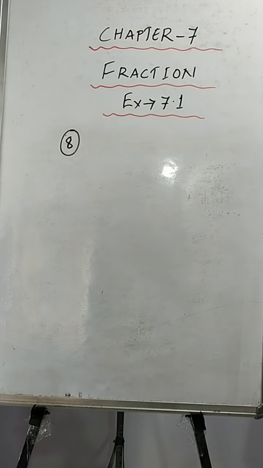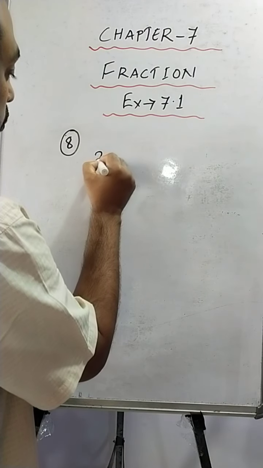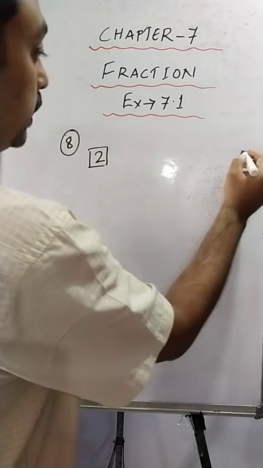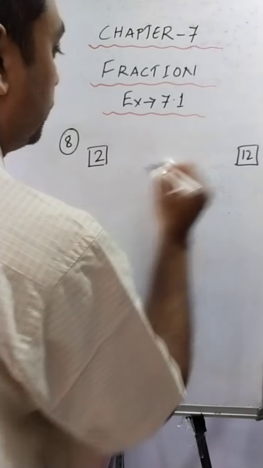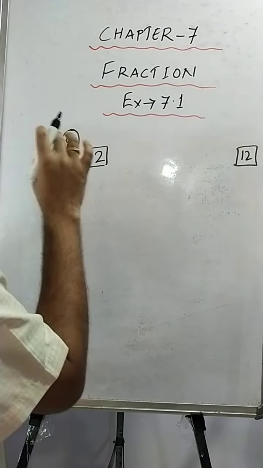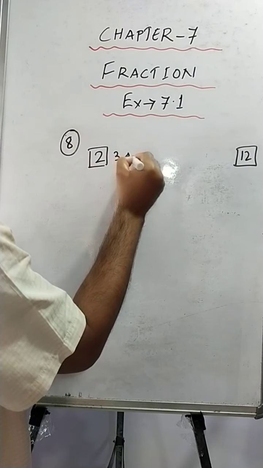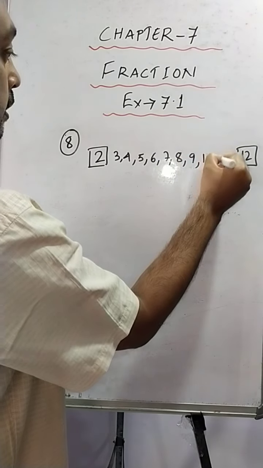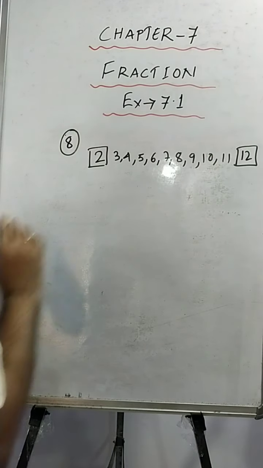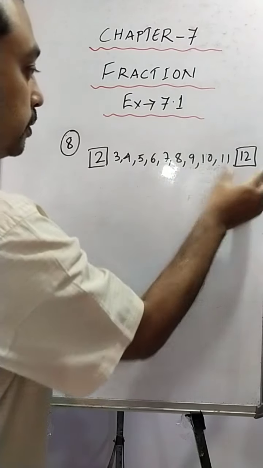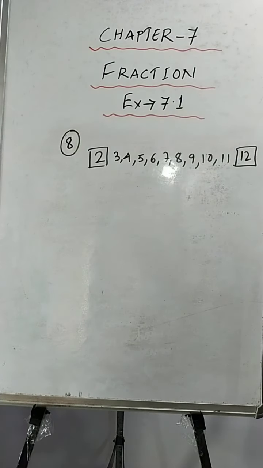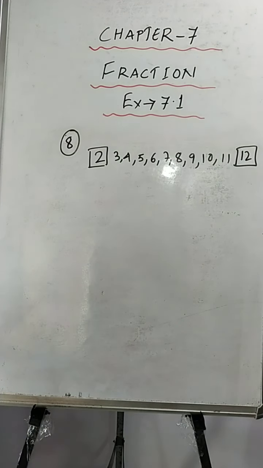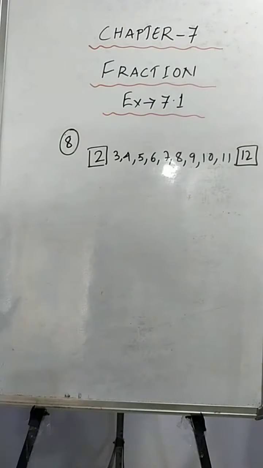Now in question number 8, they have asked: write the natural numbers from 2 to 12. Okay, from 2 to 12, we have to write all the natural numbers between them. That is 3, 4, 5, 6, 7, 8, 9, 10 and 11. Fine. So these are all the natural numbers which come in between 2 and 12. Now what is the next thing they have said? What fraction of them are prime numbers? Now among them we have to see which are the prime numbers, students.